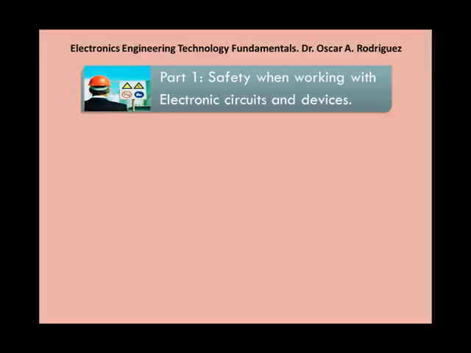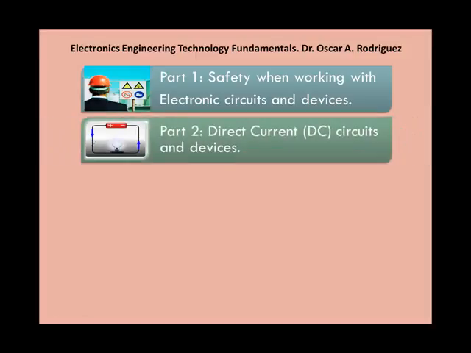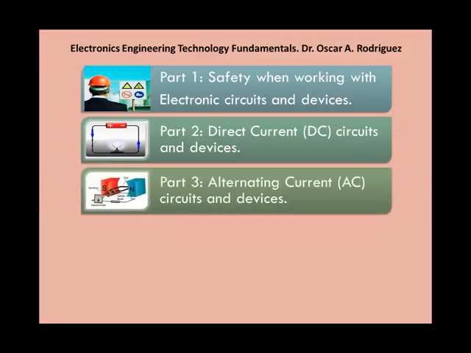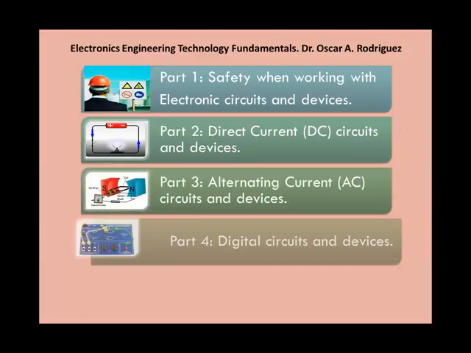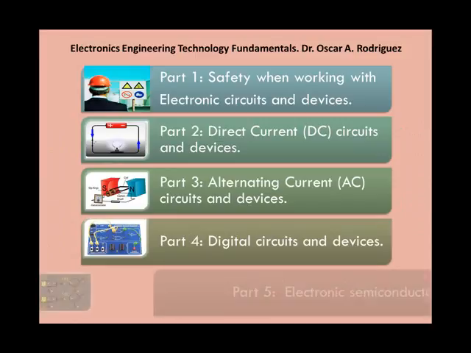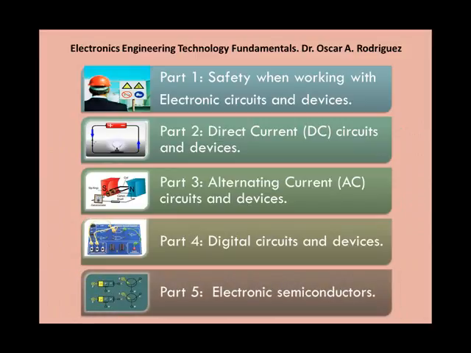Okay, we are with lecture number 2 in the EETF course, the Electronics Engineering Technology Fundamentals course. At this time, I just want to review the 5 major areas of study of this course. One area is safety when working with electronic circuits and devices. Number 2 is direct current circuit and devices. Number 3 is alternating current circuit and devices. 4 is digital circuits and devices. And 5th, it's electronic semiconductors. That's what we're covering in this course. As a review, I'm introducing that concept here again.